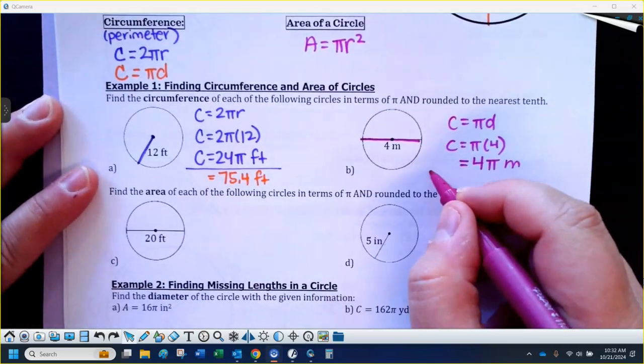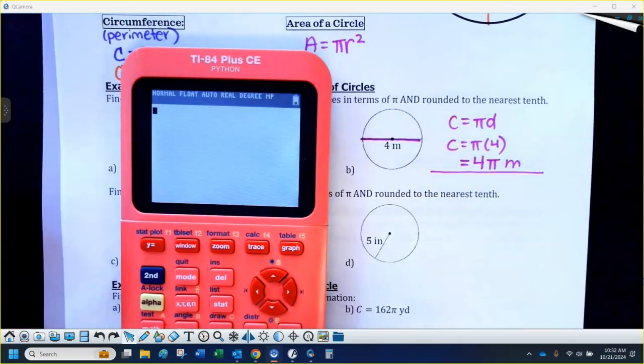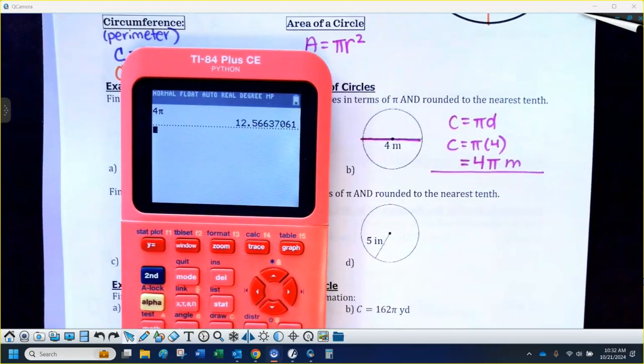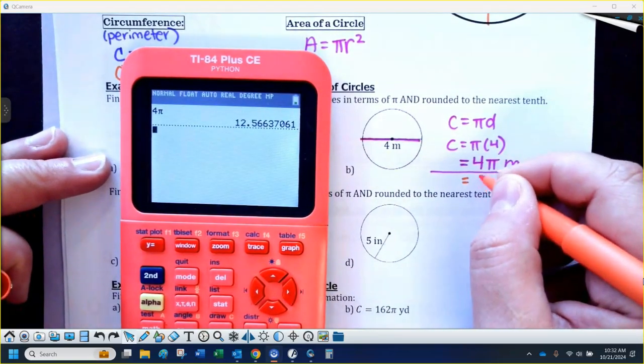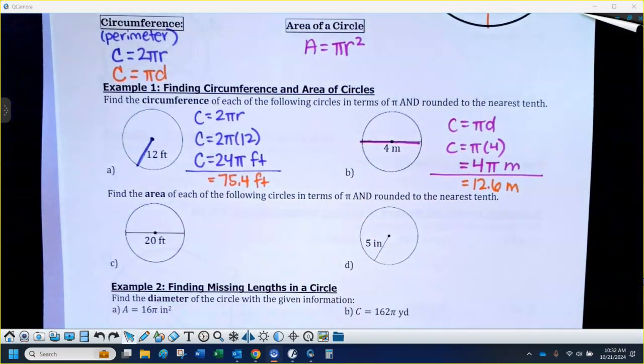And then if I want to do that to the nearest tenth, just so we can practice this, that's what we call an exact answer in terms of pi. And then if we actually take 4 and multiply it by pi, you don't have to put a multiplication sign in between these. You could just write it right next to it and hit enter, and it should tell you what it is on the lovely calculator. So to the nearest tenth, this would be about 12.6 meters. Is anybody having a question?